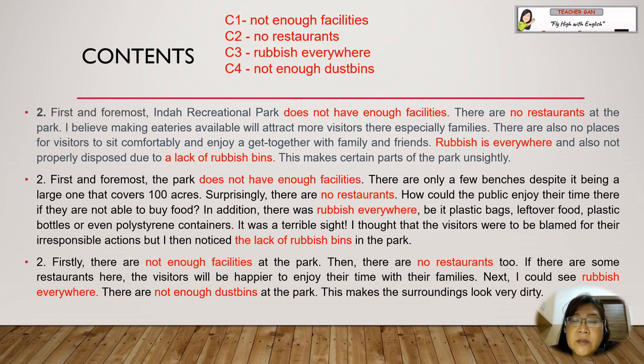I thought that the visitors were to be blamed for their irresponsible actions, but then I noticed the lack of rubbish bins in the park. Then the last example, firstly, there are not enough facilities at the park. Then there are no restaurants too. If there are some restaurants here, the visitors will be happier to enjoy their time with their families. Next, I could see rubbish everywhere. There are not enough dustbins at the park. This makes the surroundings look very dirty.